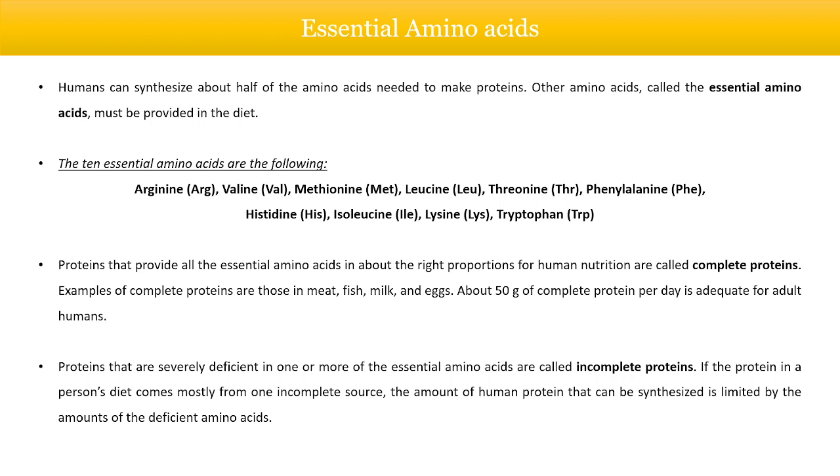Now if the protein in a person's diet comes mostly from an incomplete source, then the amount of human protein that can be synthesized is limited by the amounts of the deficient amino acids. So when you are not getting enough amino acids to provide the essential protein necessary for your body to function, this can lead to different kinds of diseases, disabilities, and infections.